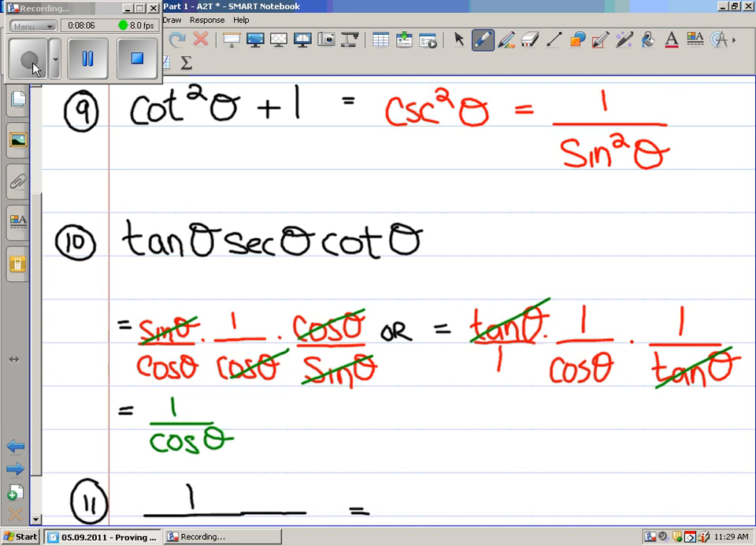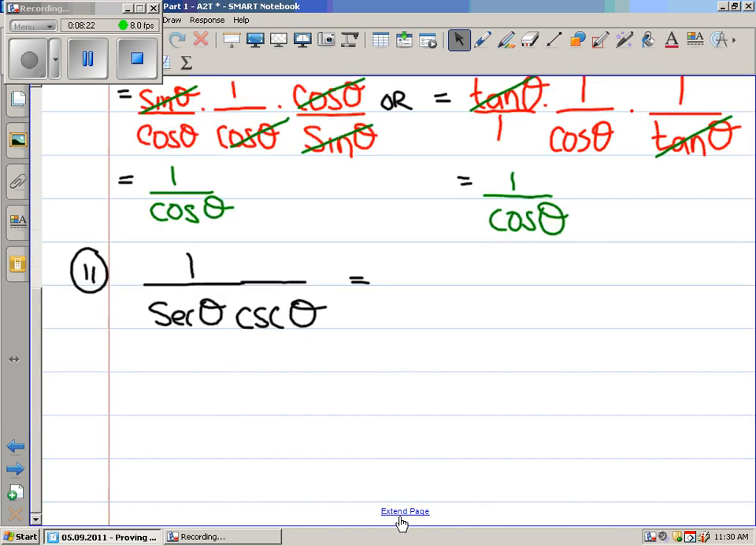I completely agree. I just wanted to show you that there are different ways of going about doing these problems. When you work with your friends, they might take one approach, you might take another. It's not wrong. Okay, let's do this. How about these guys down over here? 1 divided by the secant cosecant of theta.